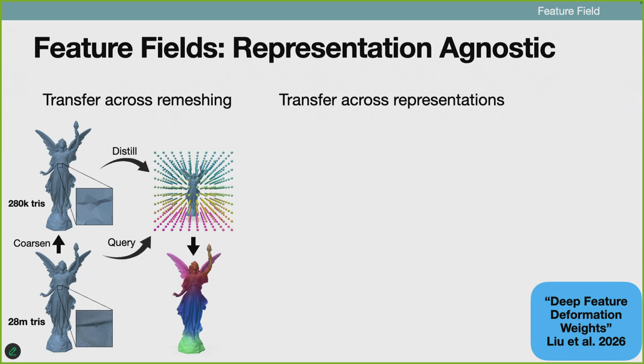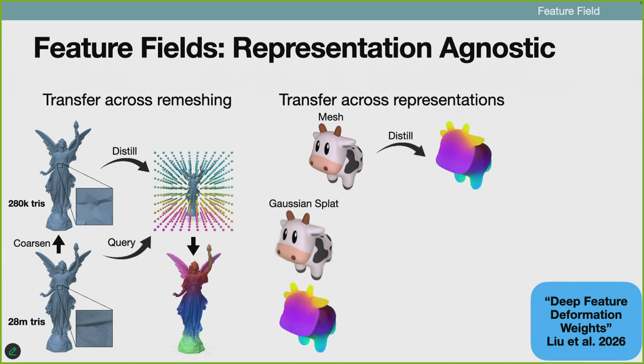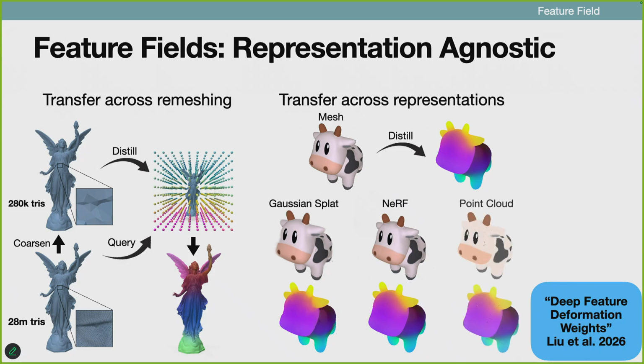And I mentioned transfer across representations, so we can see that with, for example, let's start with the triangle mesh. We do that distillation, and we now can sample that field that we trained with the triangle mesh with various implicits, such as Gaussian splats, neural radiance fields, point clouds. And thanks to the nice interpolating properties of these neural fields, we can query these representations with things like volumetric ray casting in the case of both NeRFs and Gaussian splats, and we'll still get reasonable features back.